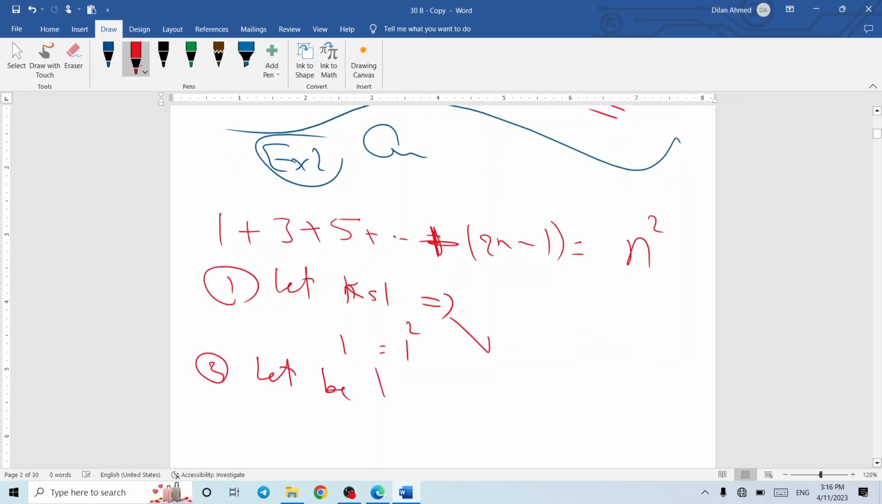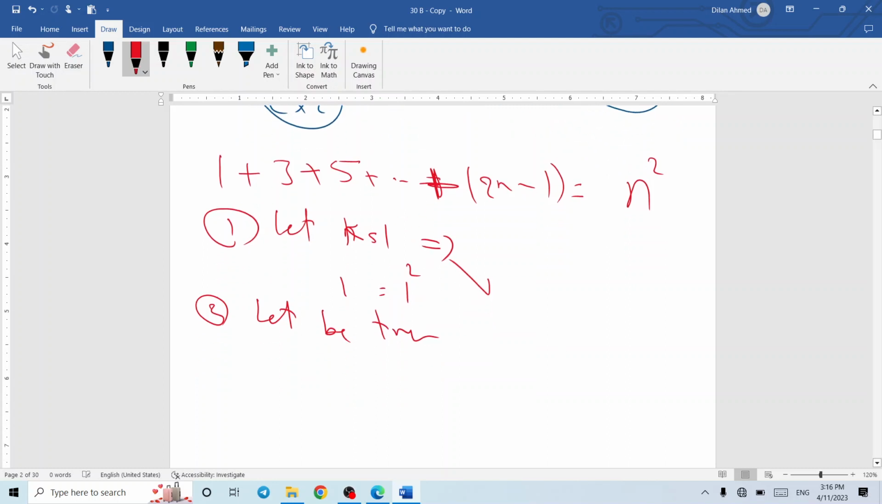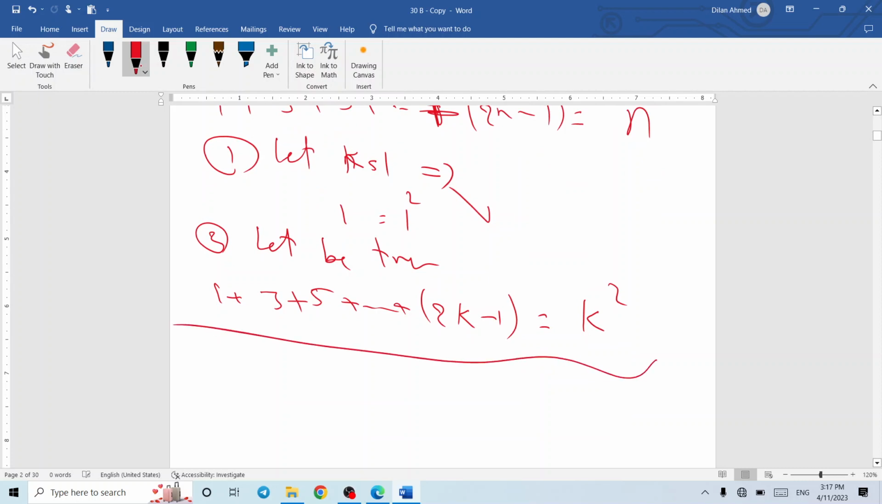Second step, let it be true for k: 1 plus 3 plus 5 till 2k minus 1 is equal to k squared. Do you have any problem? I say let it be true. We suppose that to be true. Our supposition is like that. Understood? Good. Now, for the third step, what's your duty? During the exam, you should answer like that. You cannot say, come on, it's easy for the first step. You should do it. This is the rule.